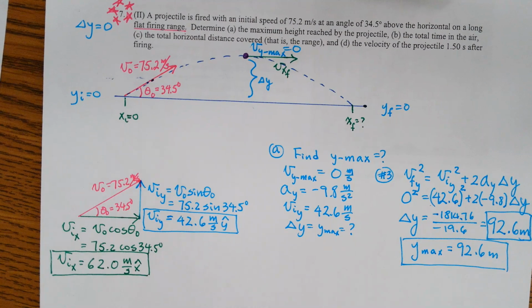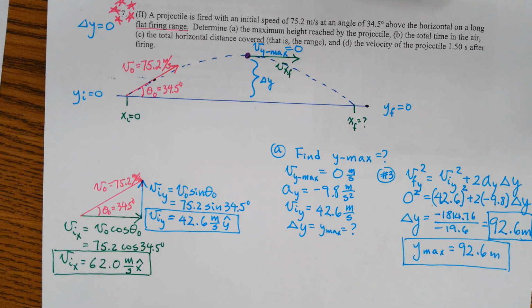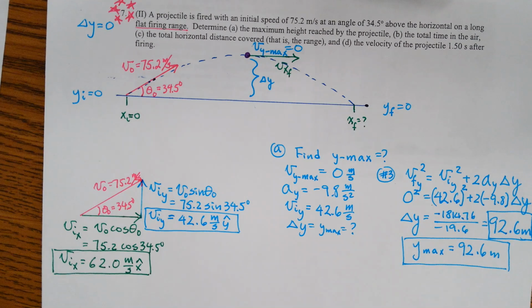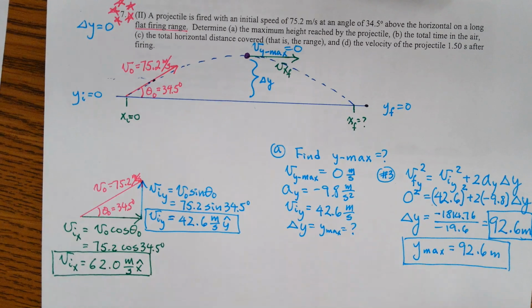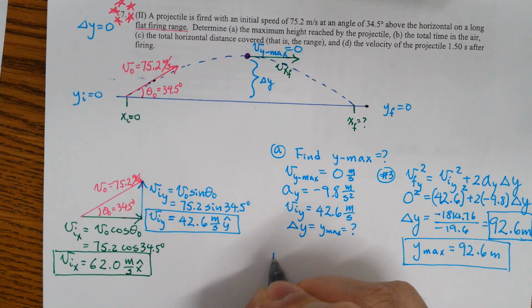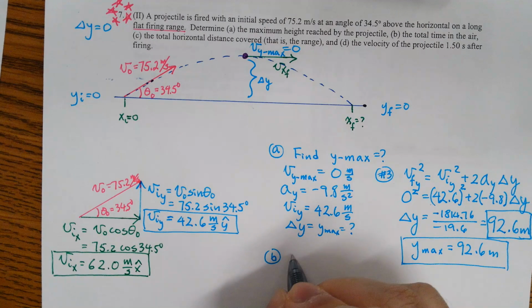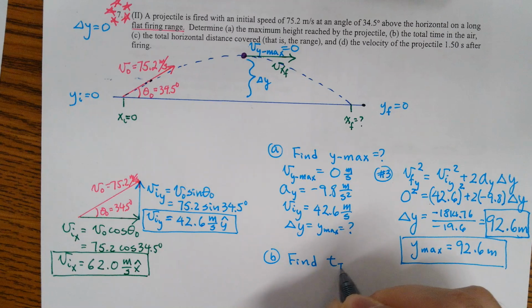All right, Dan, what about part B? Part B asks the total time in the air. Oh, okay. Well, I think that's pretty easy. Find t total.